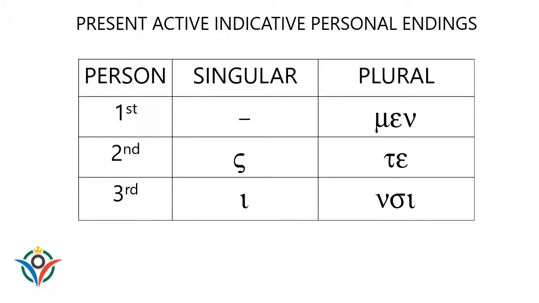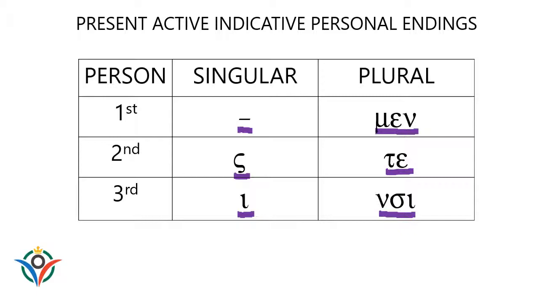The first person singular, you see there has a dash, and that's because it actually doesn't have a personal ending. And I'll say more about this in the next slide. The second person singular is sigma. Third person singular is iota. First person plural is men. The second person plural is te. And the third person plural is nu sigma iota.